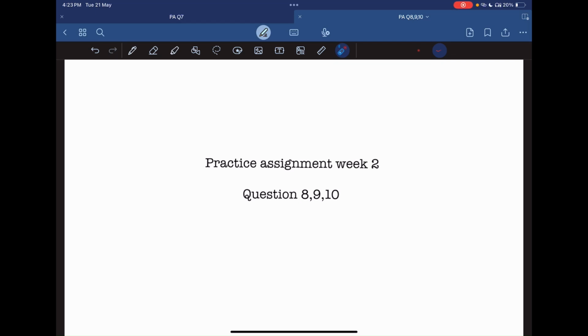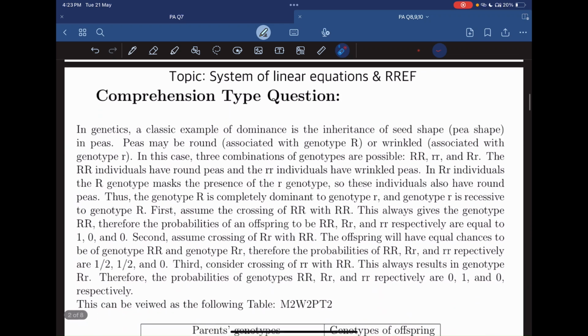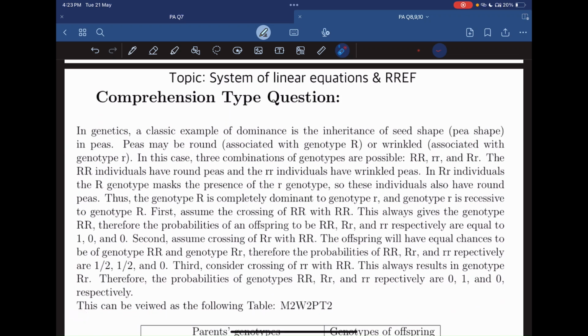Hello everyone. So let's now solve question number 8, 9 and 10. So these are comprehensive type questions. So let's read through the data first.